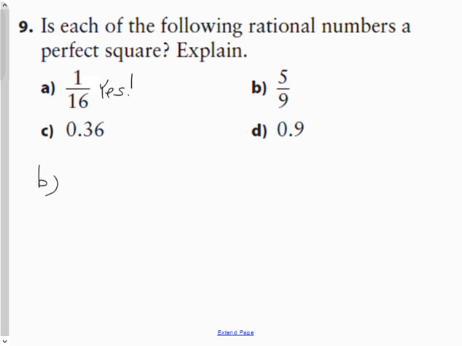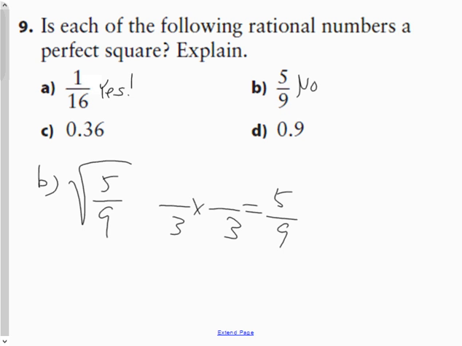For B, the square root of 5/9, is it a perfect square? The answer is no. And the reason is, just like in the last question, the denominator is a perfect square because 3 times 3 is 9, but there is no numerator that multiplies by itself to give you the whole number 5. So therefore, 5/9 is not a perfect square.